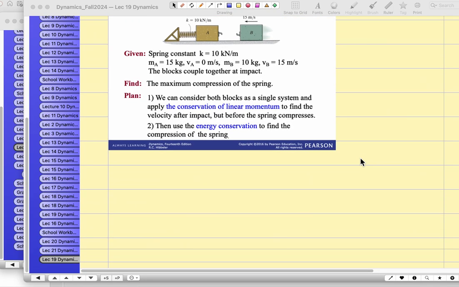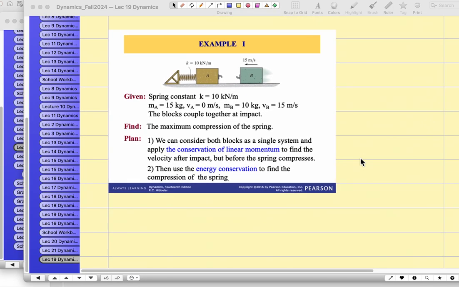Okay, the question is: the spring constant K is given. The data is being provided, the spring constant, this is the spring, okay, so this is given, and the mass of the block A is given, and the velocity, initially the block A is at rest, and the mass of block B is 10 kilogram, and the velocity is 15 meters per second. So these have been provided to us.